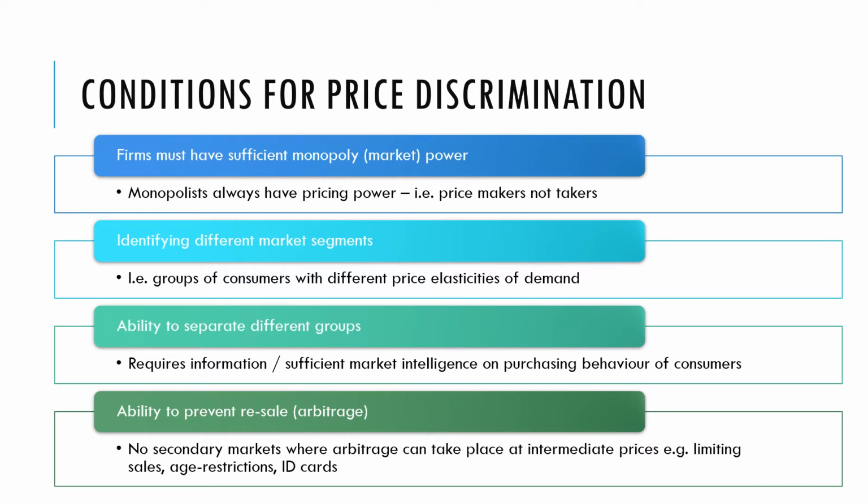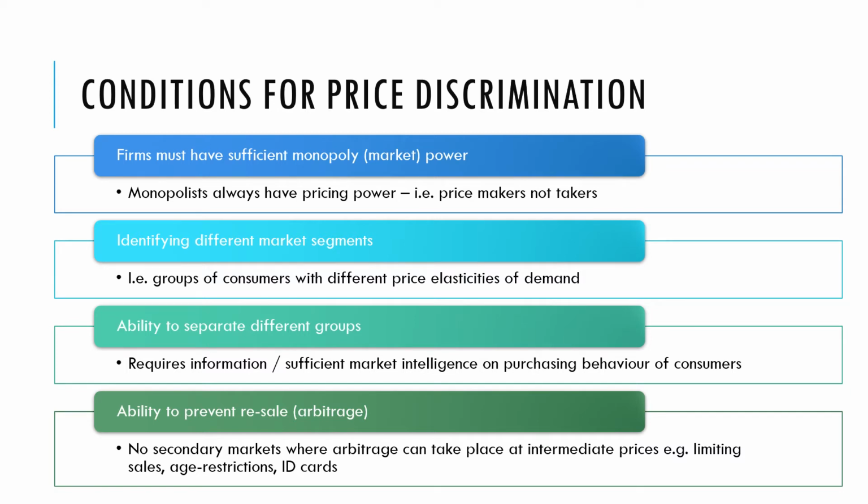The second thing is I need to be able to identify the different market segments that I'm going to charge different groups of consumer. So I need to be able to find groups of consumers who will respond to price in different ways. So this is linking really with price elasticity of demand. I need to find those groups of consumers who are not sensitive about price and more price inelastic, and charge them a higher price. The groups that are more price elastic, I can perhaps offer them a lower price to attract more of those customers.